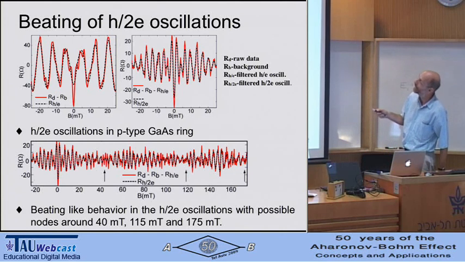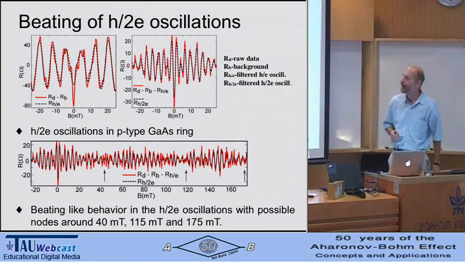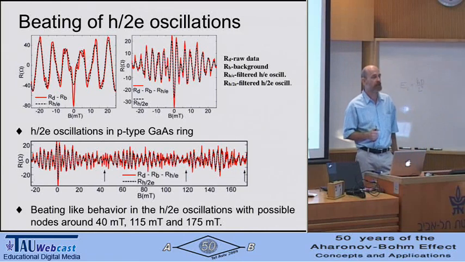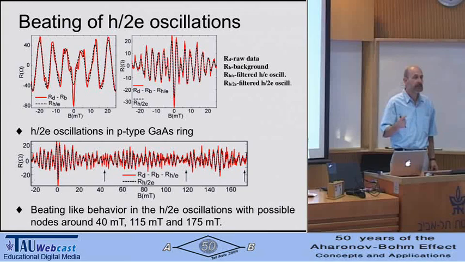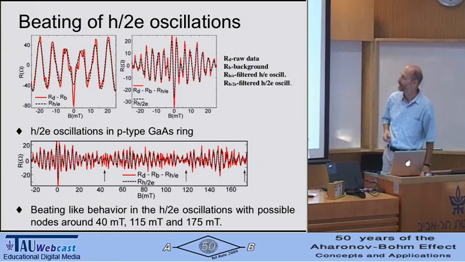Here's again the raw data. You subtract the background, you get very nice oscillations. These are the h/2e oscillations extracted from the raw data, and you see they're beating-like features in the h/2e oscillations. They're not as clean as in the h/e case, and the reason is simply the experimental resolution, because it's only a tiny part of the total resistance signal that oscillates with that frequency.